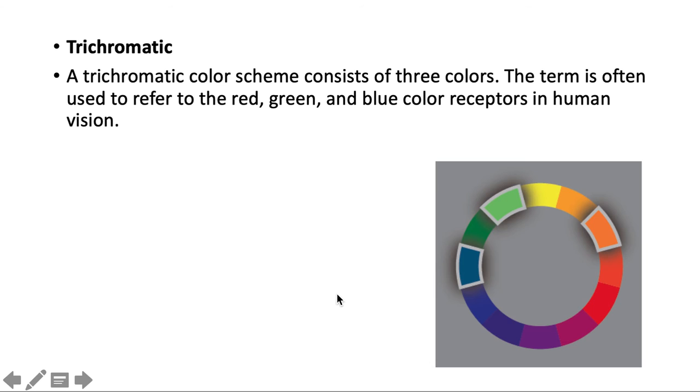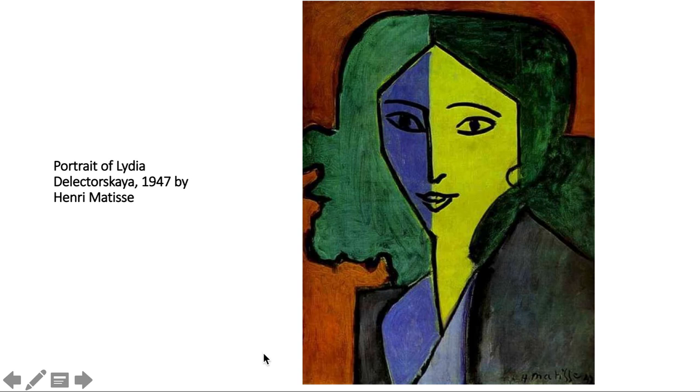Trichromatic. Same thing. It's three colors, but again, it's not split. It looks like a bent split complementary, just this kind of odd spacing of colors. So this color scheme consists of three colors. Often it's used to refer to red, green, blue color receptors in human vision. I found a painting that actually uses this color scheme. So it has this kind of lime green, blue, and that's actually brown instead of orange. It's the Matisse painting. So I'm counting this brown as orange.